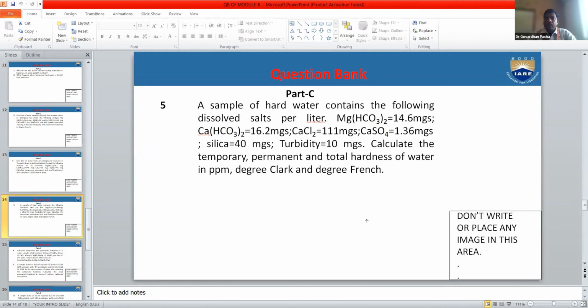Now they give many salts, but out of all the salts, which salts cause the temporary hardness? Bicarbonate and carbonate. Magnesium bicarbonate and calcium bicarbonate. And what are the salts that cause the permanent hardness? See the problem.